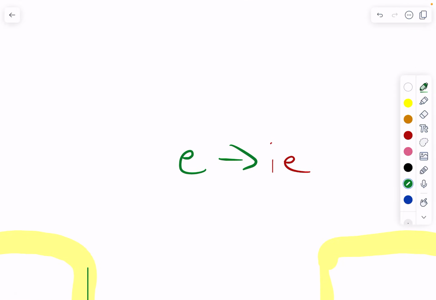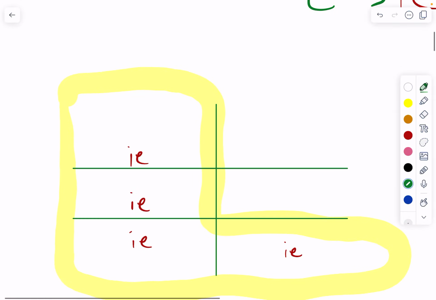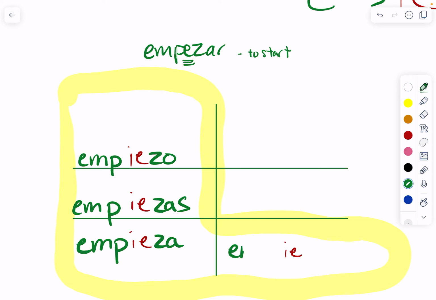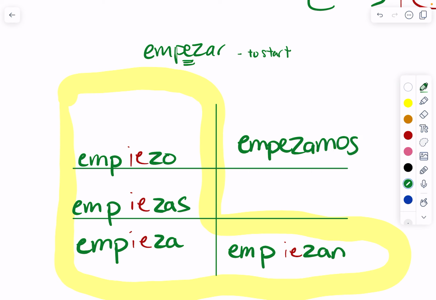The first pattern we have of verbs are verbs that change from E to IE. And a few examples of that are the verbs empezar. Empezar means to start. And inside the boot, the E is going to change to IE. So yo empiezo, tú empiezas, usted, él, ella empieza, ustedes, ellos, ellas empiezan. Outside of the boot, no stem change. So we have empezamos y empezáis.